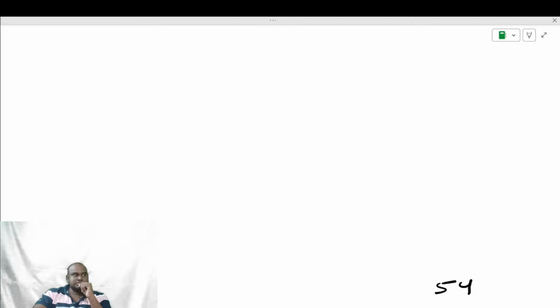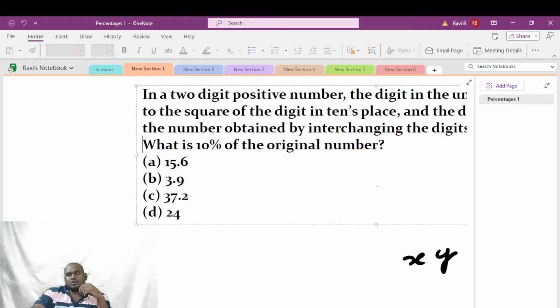Now we got it right. 39 is the only possible number. What is he asking that we will calculate? What is 10% of the version number? So 39 is the version number, 10% of it is 3.9. Second option.